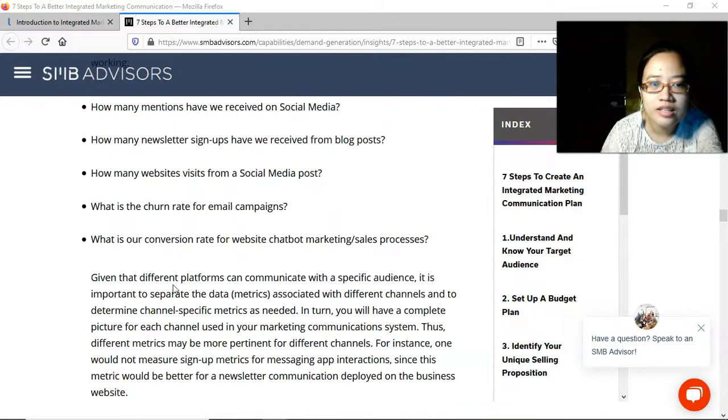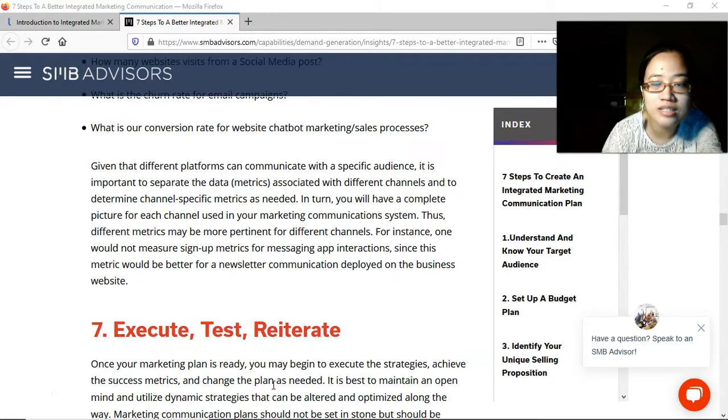Okay? Given that different platforms can communicate with a specific audience, it is important to separate the data or metrics associated with different channels and to determine channel-specific metrics as needed. In turn, you will have a complete picture for each channel used in your marketing communication system. Thus, different metrics may be more pertinent for different channels. Okay? For instance, one would not measure sign-up metrics for messaging app interactions. Of course, that's not applicable, since this metric would be better for newsletter communication deployed on the business website.